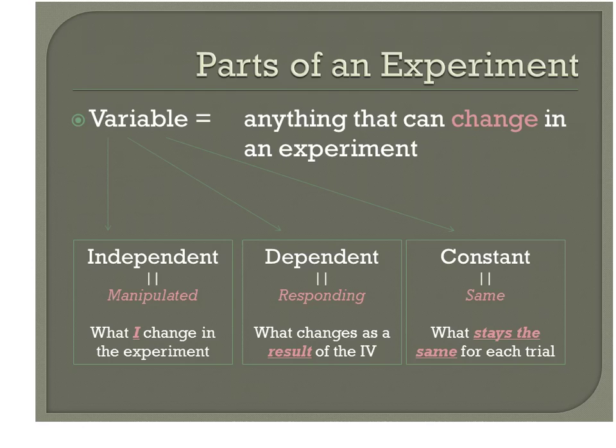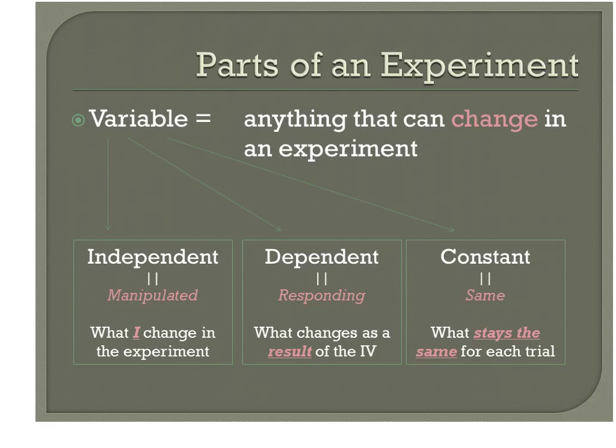So just to recap, a variable is anything that can change in an experiment. And so on the left side, first we have an independent variable, and another word for that is manipulated. And this is what you're in charge of changing in the experiment. So one of the ways that you can remember is that you can tell yourself this is what I change in an experiment, and the I goes with the I in independent.